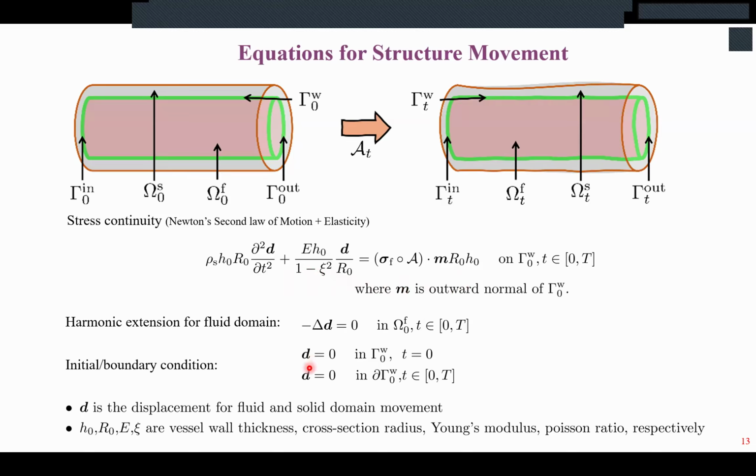With proper boundary and initial conditions, which means we start from a static state and fix the two ends, we can solve for the displacement function over the interface. And because the vessel wall is deforming, it also makes the vessel lumen deform. So we use harmonic extension to extend d over this interface into Omega_0, the fluid domain. So that's the displacement modeling.